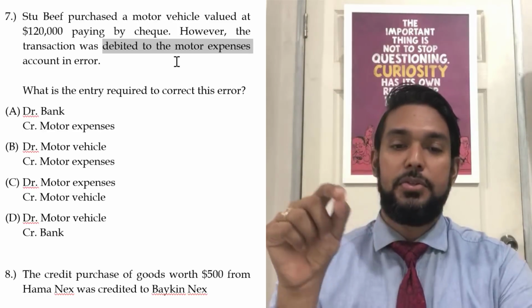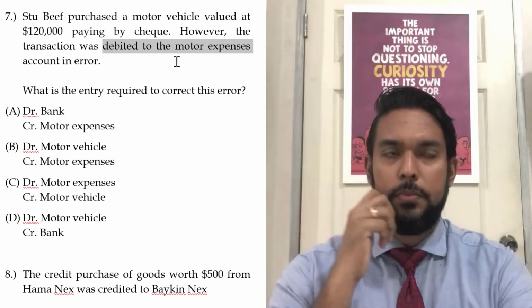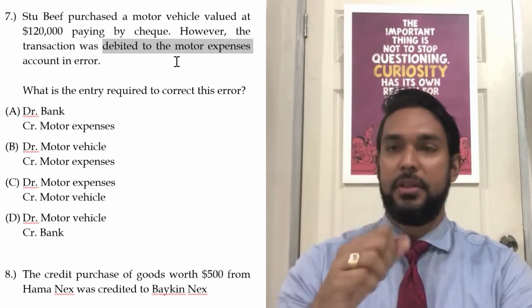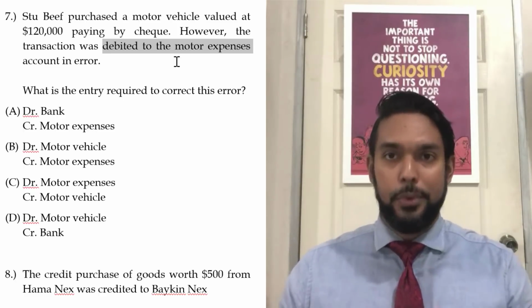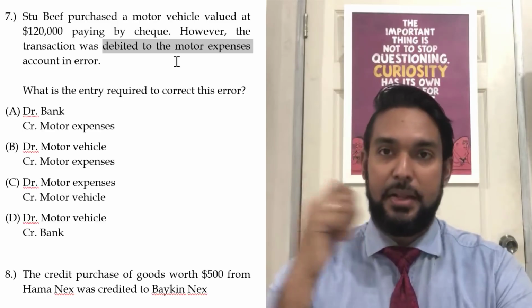But in an error like this, there was a debit to motor expenses. Should the debit have gone to motor expenses? No. Okay, how do we undo that? Do we go with an eraser and write it out? Do we go with white-out? Do we go with a blowtorch and fire? No, we don't do that. We don't remove entries. We have to counterbalance them.